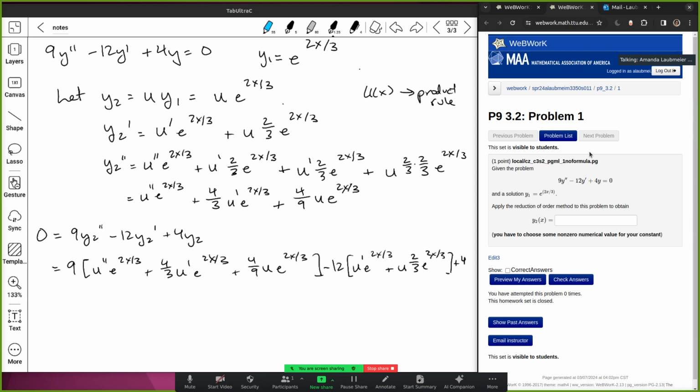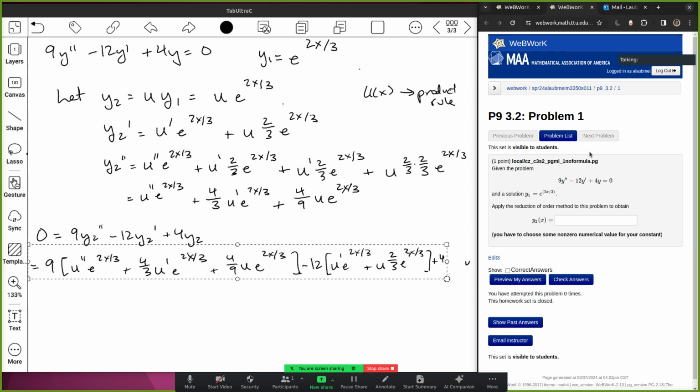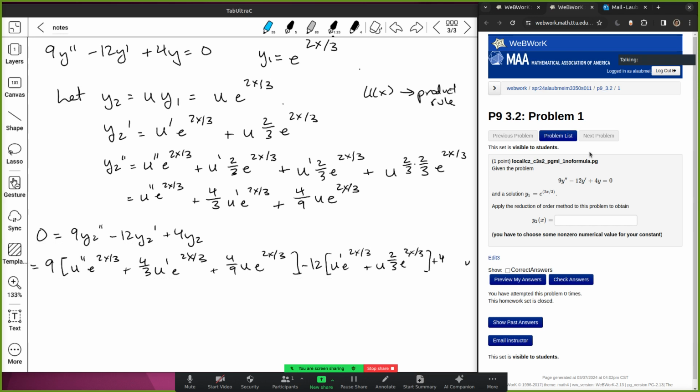plus 4u, oh no, I thought I was going to have enough room, but I was wrong. All right, plus 4u e to 2x over 3.